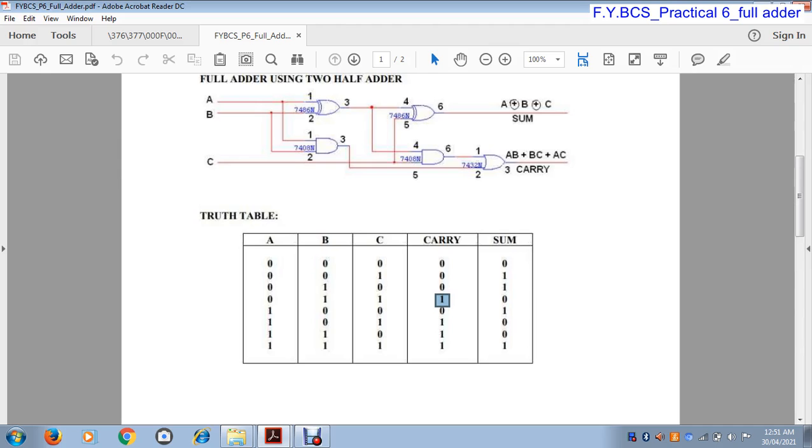Now the next condition is A is 1, B is 0, C is 0. So 1 plus 0, 1.